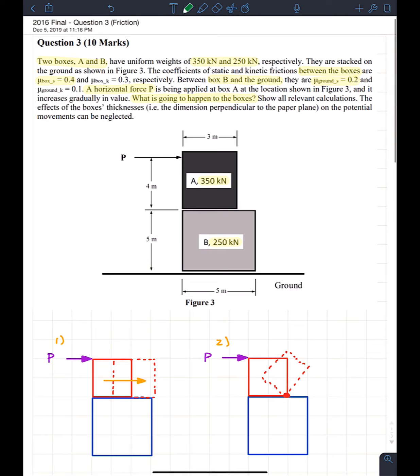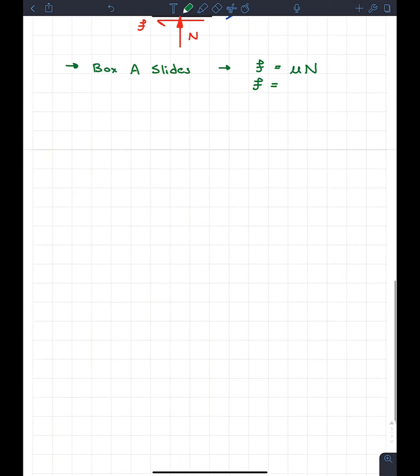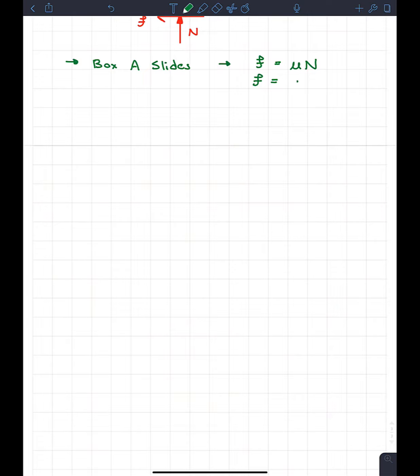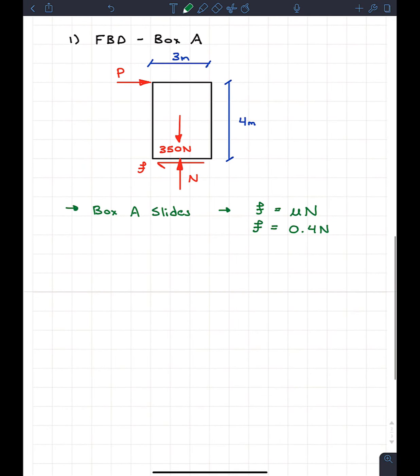So if we look up here, between the 2 boxes, mu s is equal to 0.4. So right in here. So when we come down, we can go F is equal to 0.4 times N. And now this gives us a third equation. So now we have 3 equations, 3 unknowns. We can start solving things.